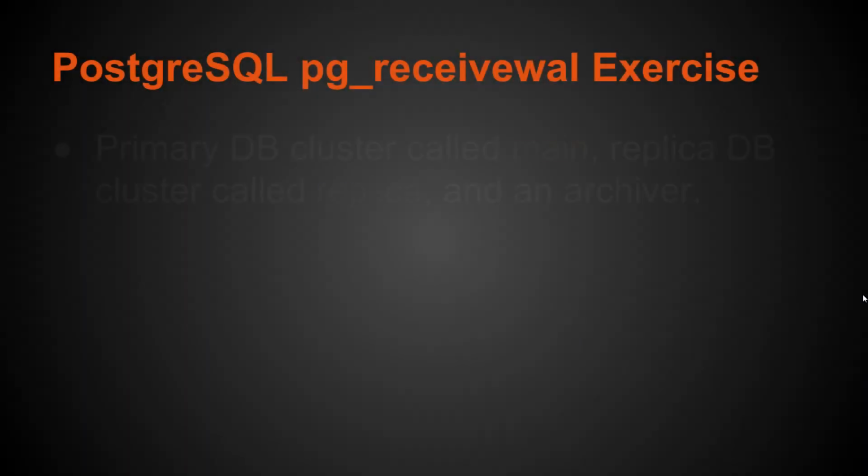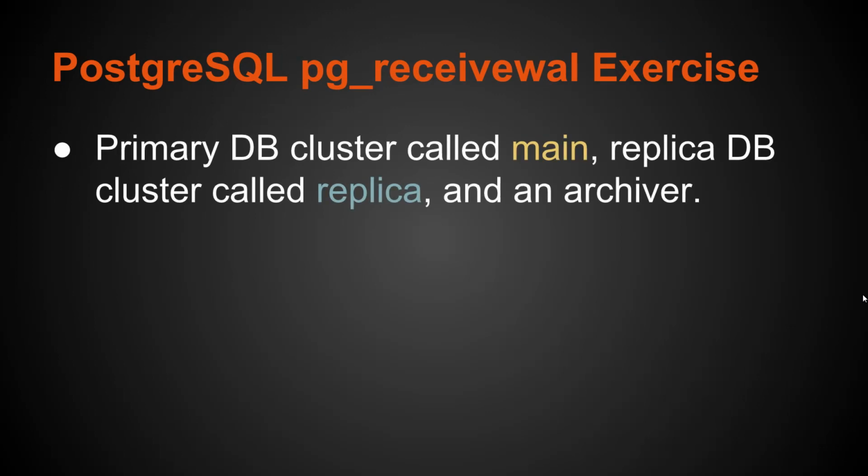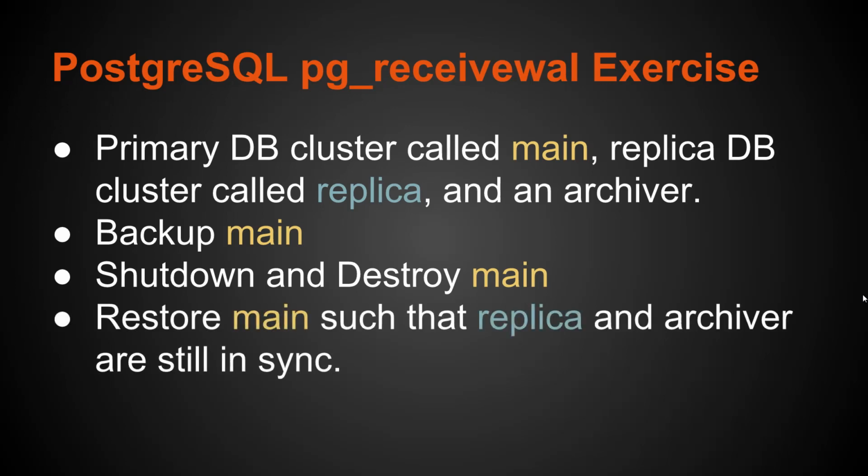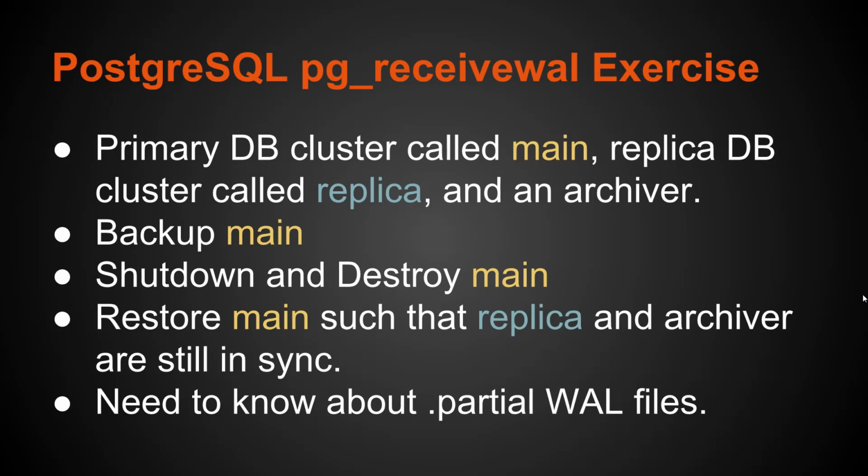So this is the exercise that we're going to run through. First, we're going to have a primary database cluster called main, a replica database cluster called replica, and an archiver running using pg_receivewal. We're going to back up the main database cluster, and then we're going to shut it down and destroy it. Then we're going to restore the main cluster such that both the replica and the archiver are still in sync with it. And to do that, we're going to need to know about these partial WAL files and how to work with them.